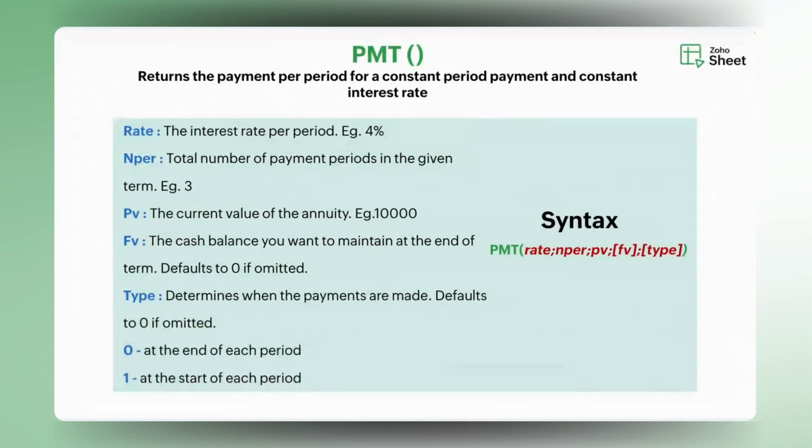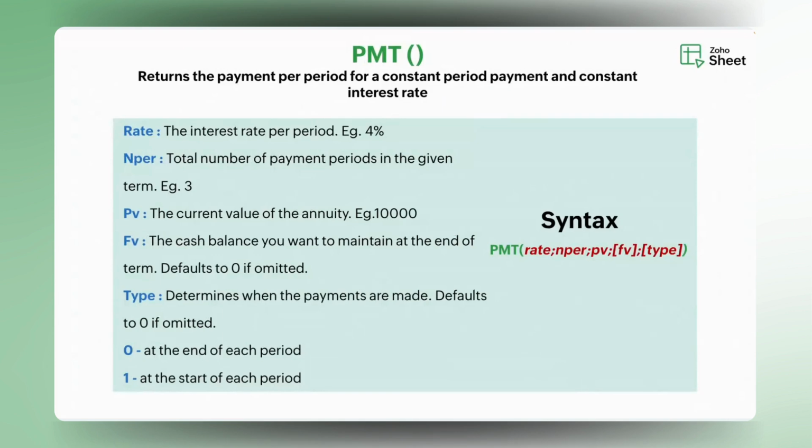Let me explain the terms that we have used there. So, rate is the interest rate per period, and NPER is the total number of payment periods. So, if the loan is for 3 years, it would be 3. PV is the current value of the loan, also called the principal. For example, let's say it's 10,000, and FV is the cash balance you want to maintain at the end of the term, which refers to 0 if it is not specified.